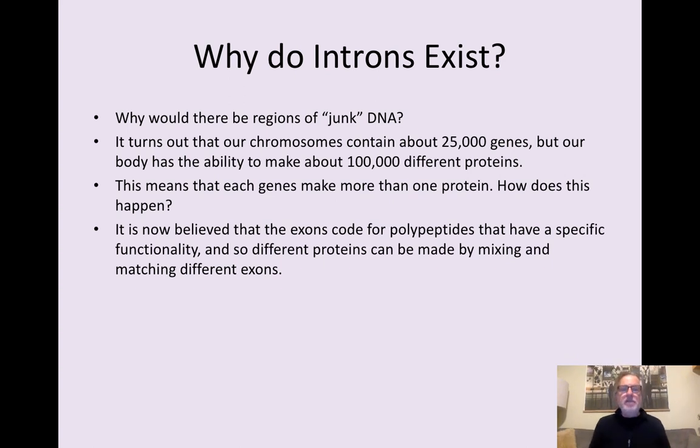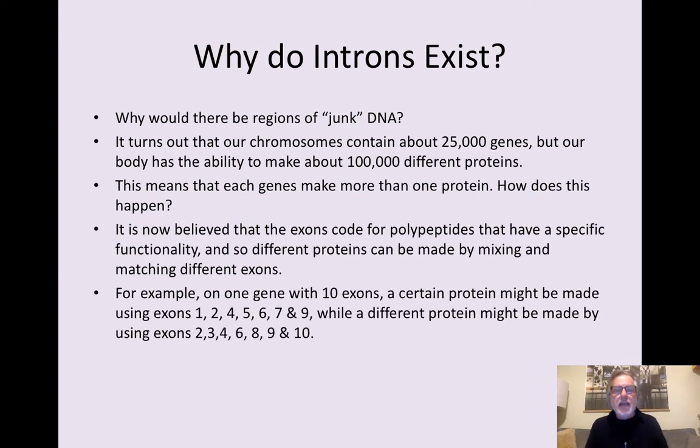It is now believed that the exons code for polypeptides that have specific functionality. In other words, they add a certain chemical element to the protein they're going to make. And so different proteins can be made by mixing and matching different exons. For example, on one gene with 10 exons, a certain protein might be made by using exons 1, 2, 4, 5, 6, 7, 9, while a different protein might be made by using exons 2, 3, 4, 6, 8, 9, and 10. And those would be two different proteins, and they would have two different functions.